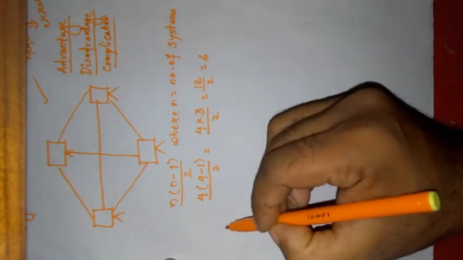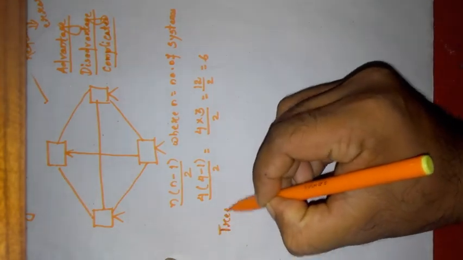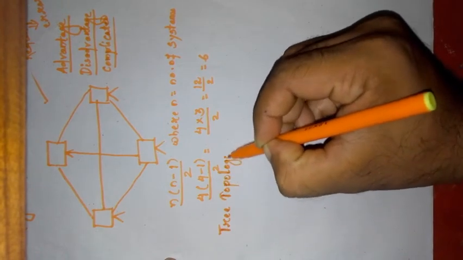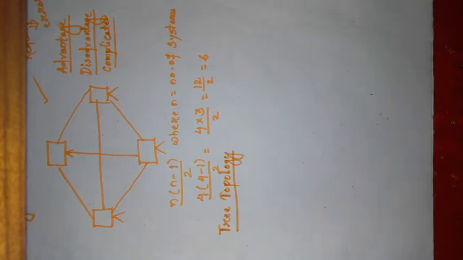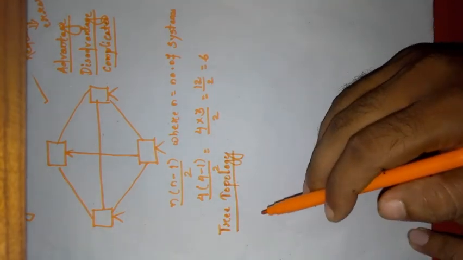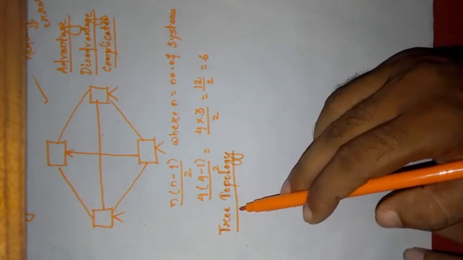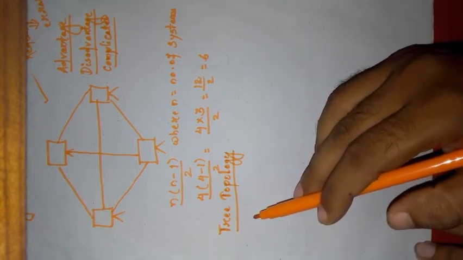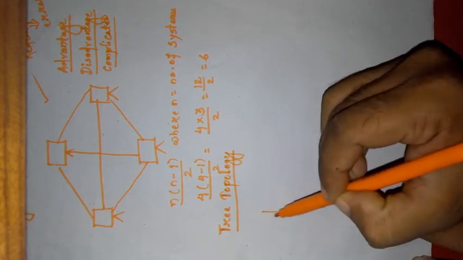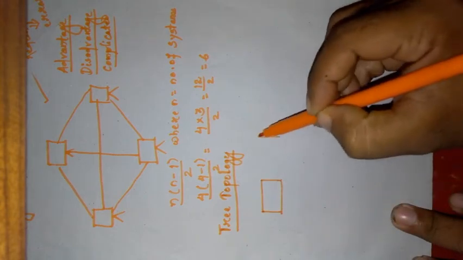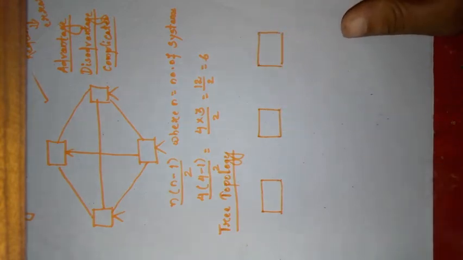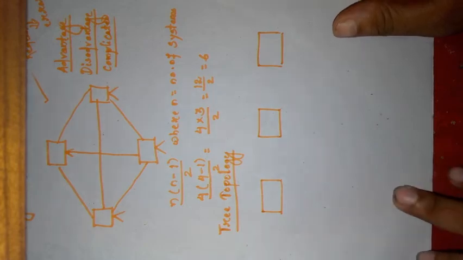Next topology, tree topology. As the name suggests, tree, the topology looks like the branches of a tree. Let's see. Actually, tree topology integrates multiple star topologies.